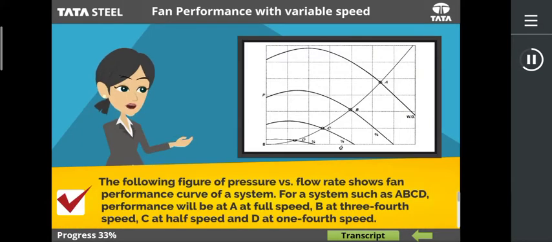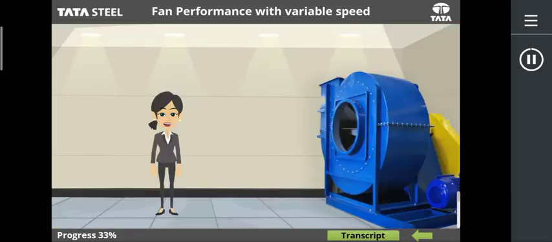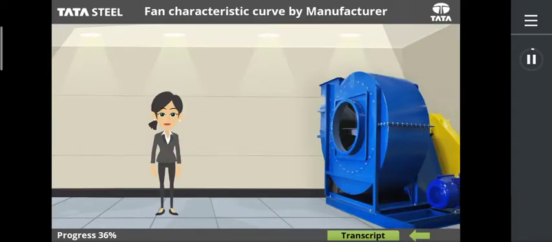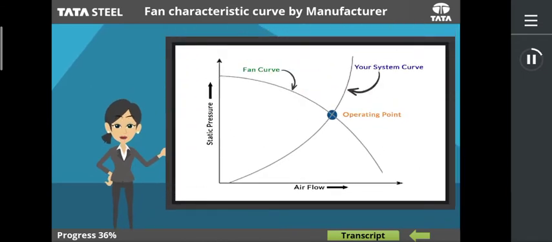The following figure of pressure versus flow rate shows fan performance curve of a system. For a system such as ABCD, performance will be at A at full speed, B at 3/4 speed, C at half speed, and D at 1/4 speed. Learnt about fan curve and system curve. Both these curves can be shown on static pressure versus flow rate as shown in the graph.